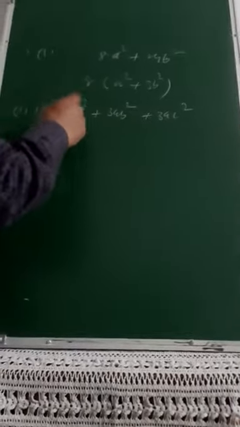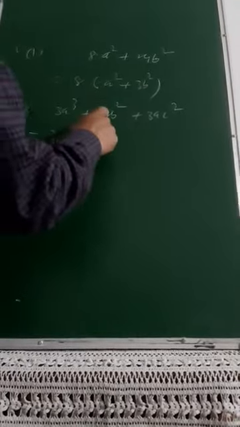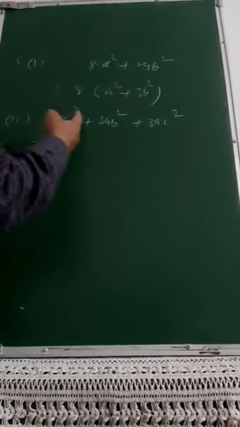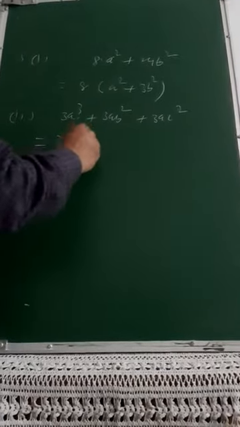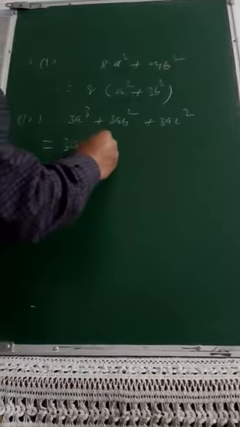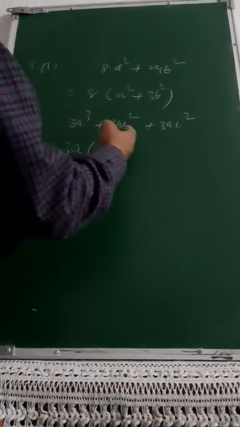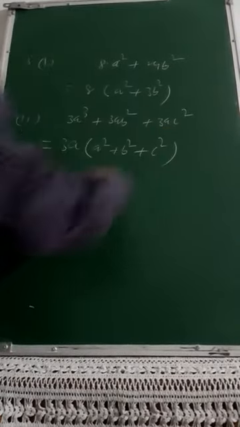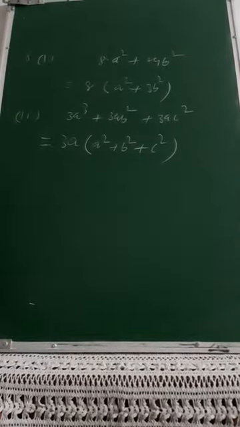So 3 is there. In variables, a is there, and a is there. So I said give me the lowest degree. Highest degree is 3 and lowest degree is 1. So I can take 3a common. So then a cube upon a will make it a square. And then here it is 3a. So this will be b square. And here it will be c square. And you can leave your answer here.